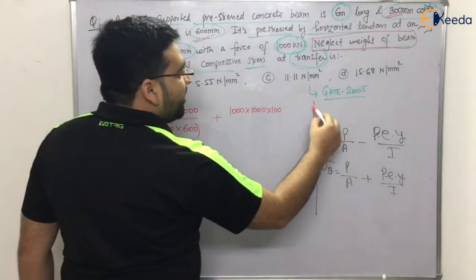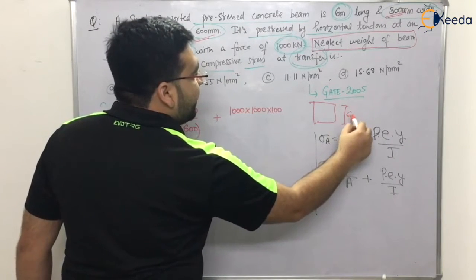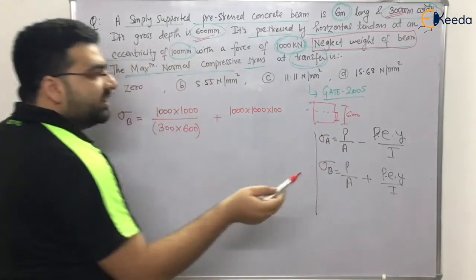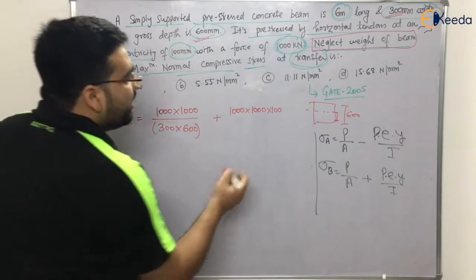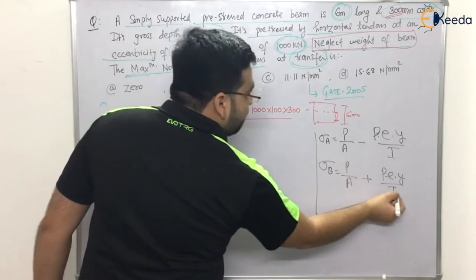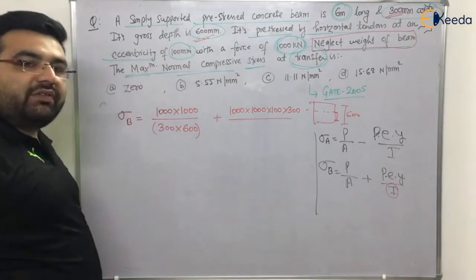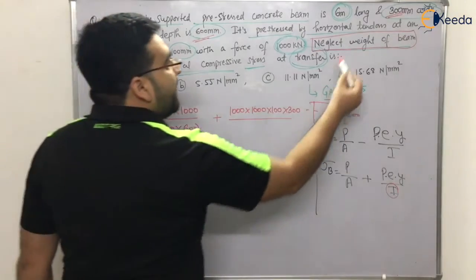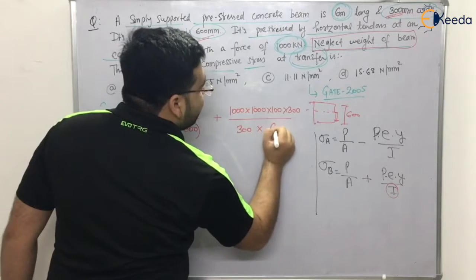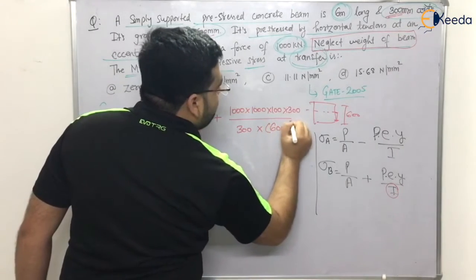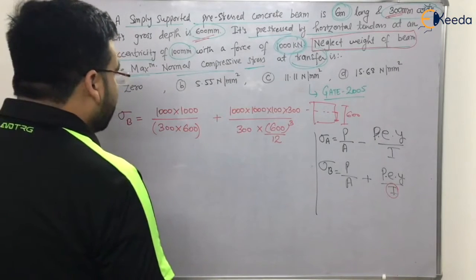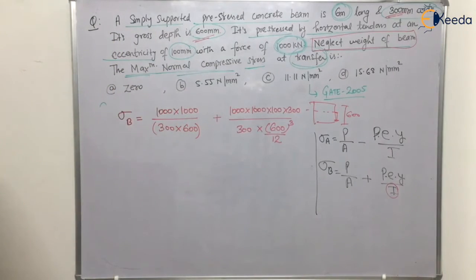So this was the section. This is your 600, and this is the neutral axis. From this distance to this distance will be 600 divided by 2, that is 300, into 300, divided by the moment of inertia. The moment of inertia is B d cube by 12. B is how much? 300. So 300 into 600 cube divided by 12, right? How much will it be? Let me calculate it.